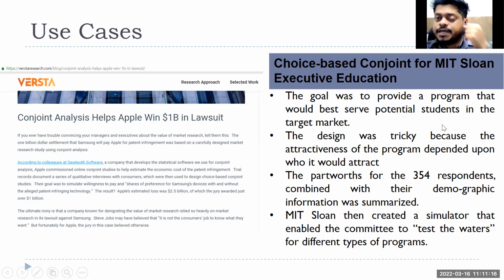MIT Sloan also uses conjoint analysis to design its courses, what should be the offerings, how many hours. So there are a lot of companies, if you search on Google, FMCG companies, banking, insurance companies. For any kind of product development, conjoint analysis is a preferable method, right? Apart from your market testing and others.